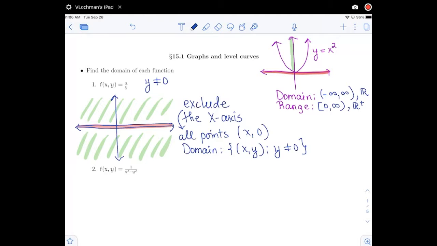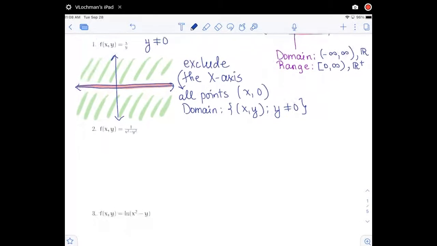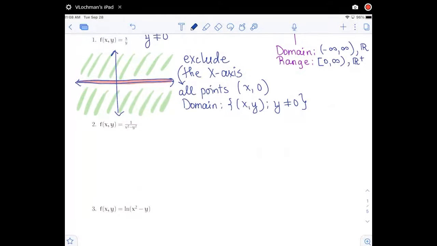No questions? Okay. All right, then let's go ahead and do the rest of these problems. Okay, let's see, what is the next problem? This one says f of x, y is 1 over x squared minus y squared. Okay, same type of analysis, right?